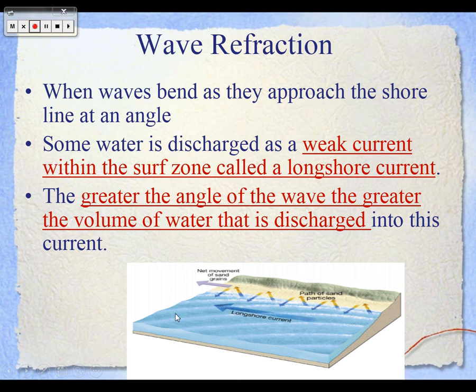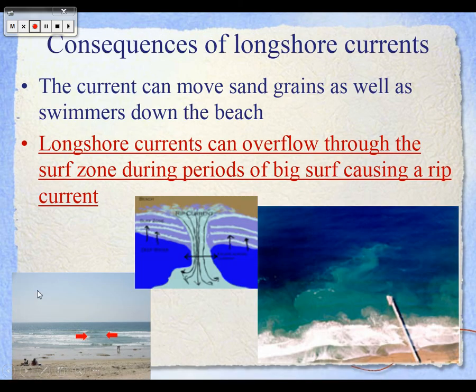Okay, the greater the angle of the wave, the greater the volume of water that's discharged. That just means that if you have more water going in, your longshore current will be a little stronger. Now, there are times, especially during storms, when the longshore current overflows and actually goes into the surf zone. Literally, your longshore current, instead of staying along the shore, because of the storm and velocity of the water moving, goes into the breaker zone, and this causes a rip current.